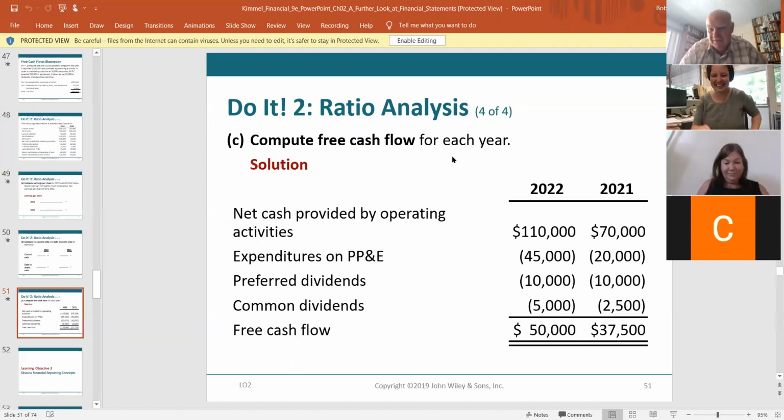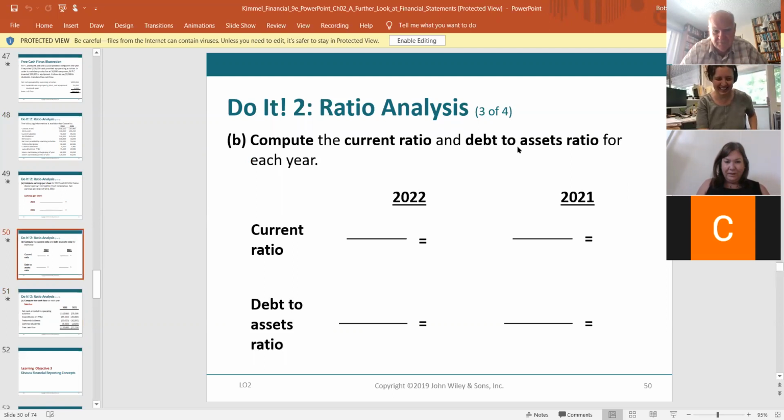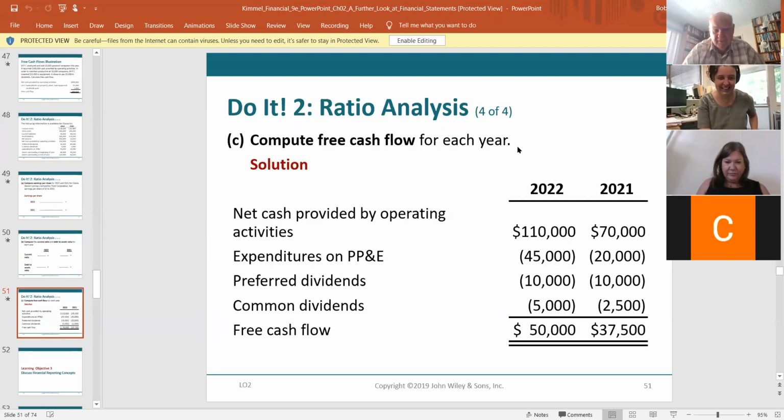Anyway, look at the free cash flow. Remember free cash flow? This one we'll look at together because it's a little more difficult. We want to take the operating cash flows, not the financing cash flows, not the investing, just the operating cash flows, and subtract out what we spend on dividends and property, plant, and equipment. We subtract those numbers out and we come up with 50,000.